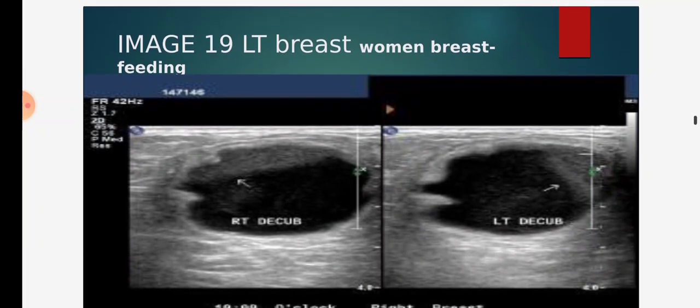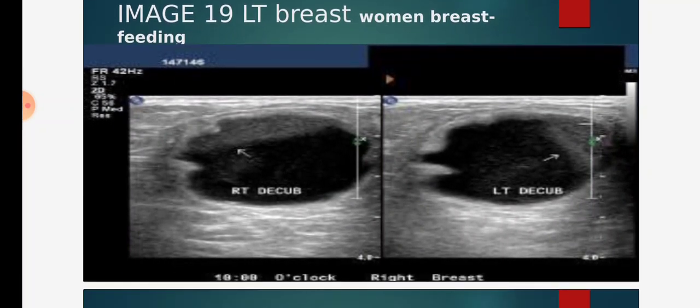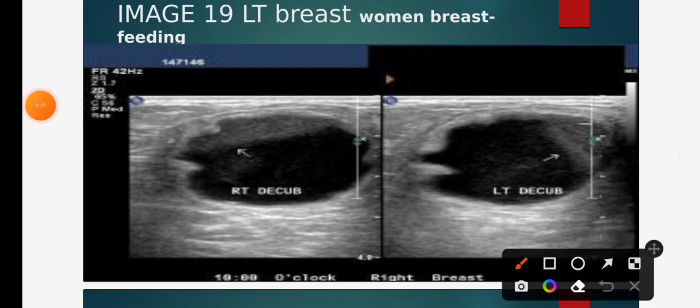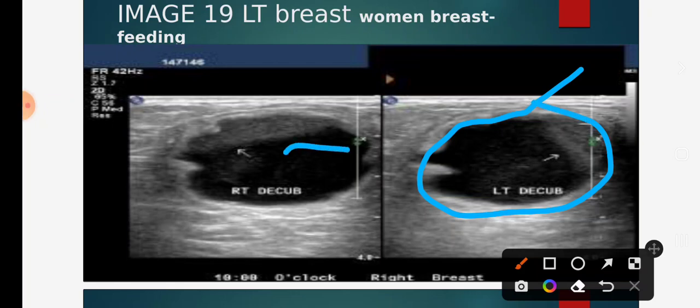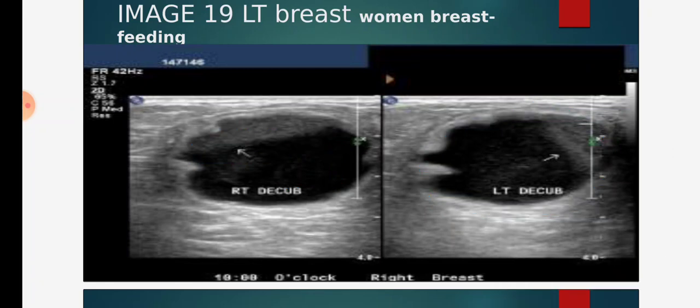And 19, the breast. A breastfeeding woman should be asked about her history because it can help you with the diagnosis. There is a lesion mass inside this breast, hypoechoic with hyperechoic areas. It's commonly seen in breastfeeding or pregnant females and is called the galactocele.